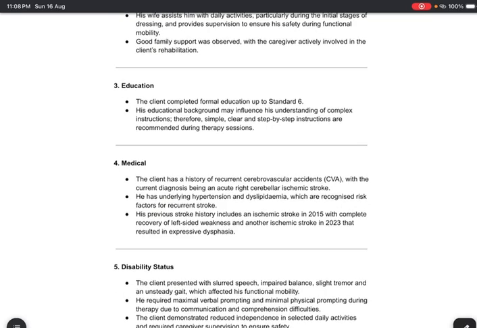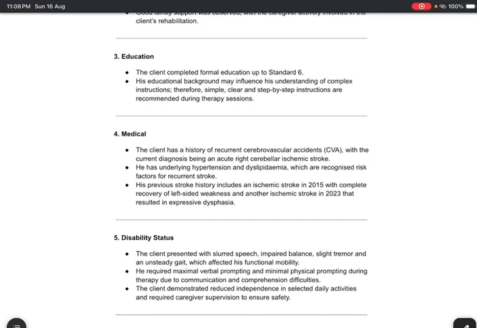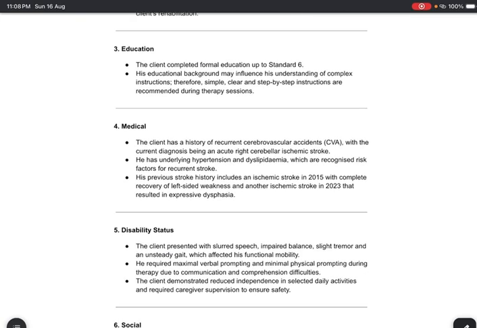Medically, Mr. K has a history of hypertension and dyslipidemia. His hypertension is currently managed with medication obtained through the My Ubat application form KKSI. He also has a history of recurrent cerebrovascular accidents with aspirin failure. His first ischemic stroke was in 2015, and his second ischemic stroke occurred in 2023 and resulted in expressive dysphagia. In 2026, he experienced his third stroke, which was diagnosed as an acute right cerebellar ischemic stroke.